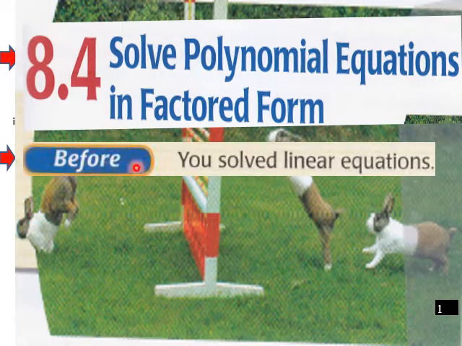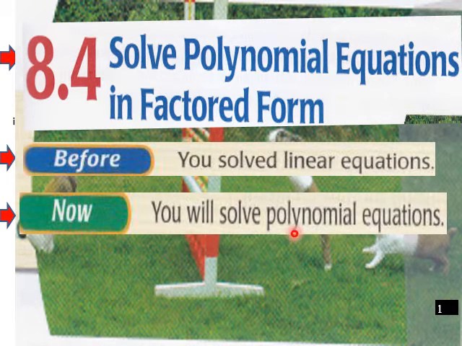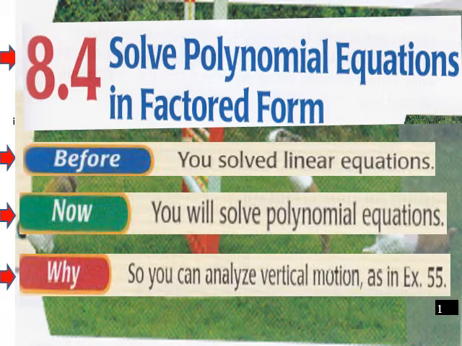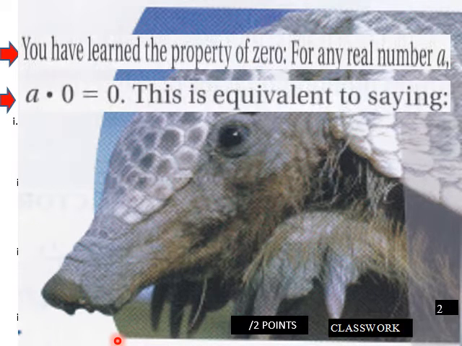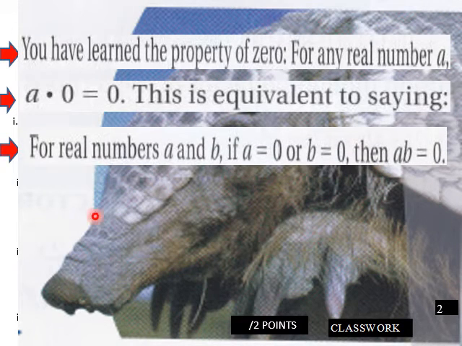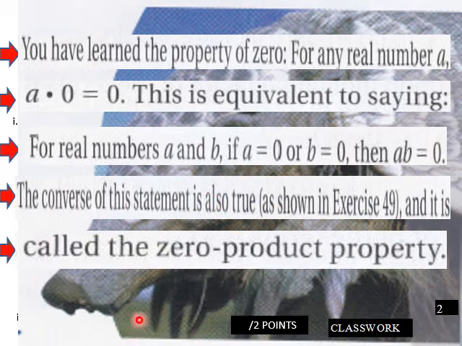Solve polynomial equations in factored form. You solve linear equations. You will solve polynomial equations now. So you have vertical motion. You have learned the property of 0: for any real number A, A times 0 is 0. This is equivalent to saying for real numbers A and B, if A equals 0 or B equals 0, then AB equals 0. The converse of this statement is also true and is called the zero product property.